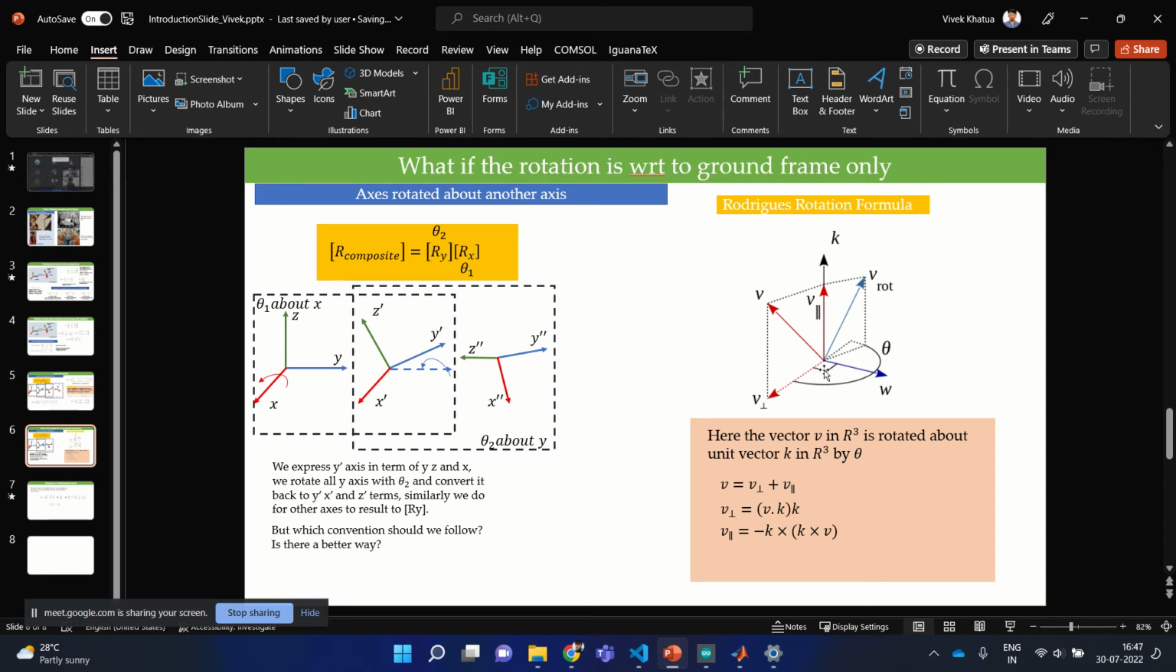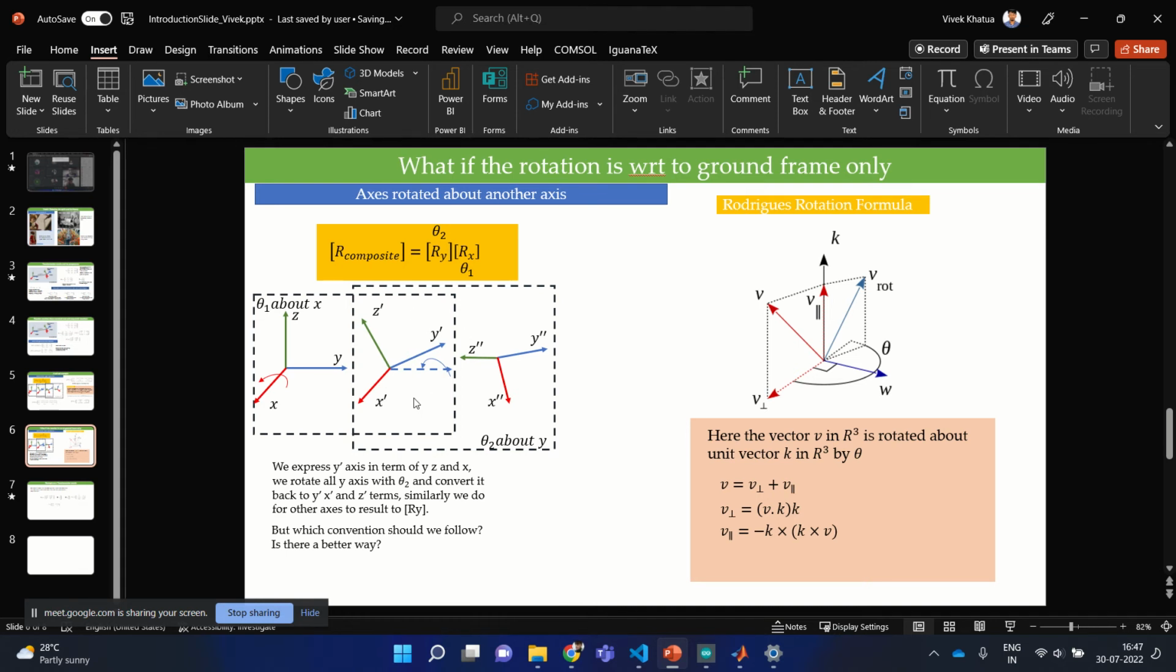So the Rodrigues rotation formula expresses any vector being rotated about any arbitrary axis by an angle theta. So these are the two components. Here you can see that the parallel component with respect to k will remain where it is, and only the perpendicular component will move when you rotate it. And that is also the case with this kind of problem.